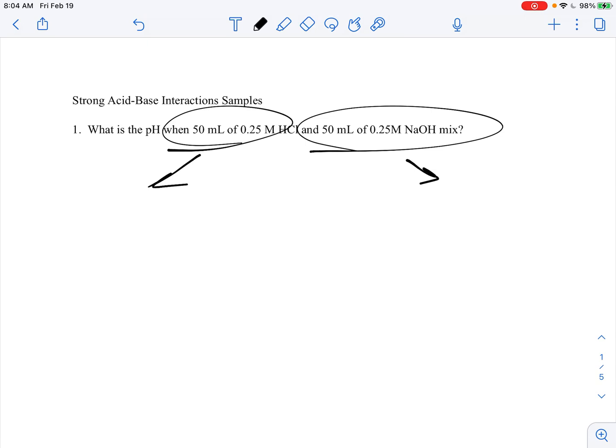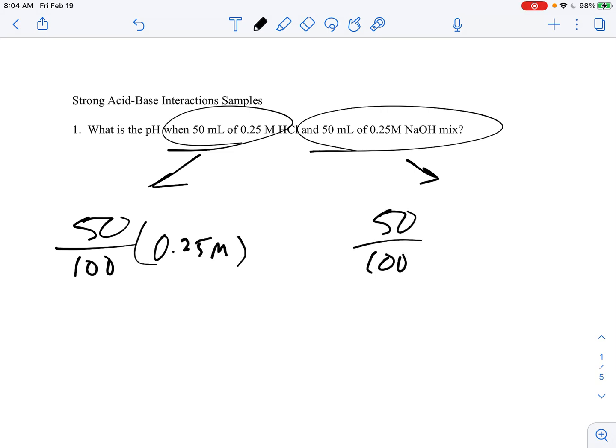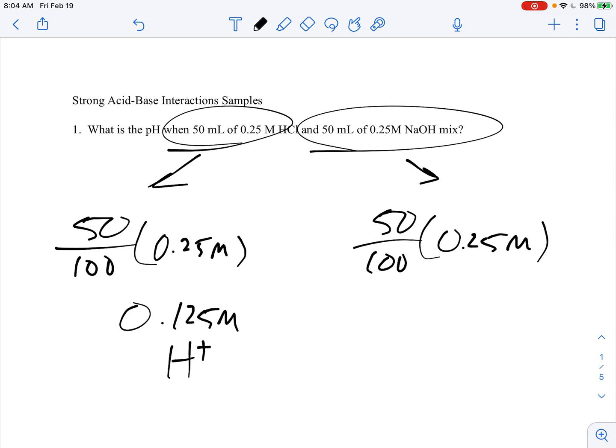So using our dilution idea, this guy here is going to then be 50/100ths of 0.25 molarity, and this guy is also going to be 50/100ths of 0.25 molarity. So they're going to get cut in half. So this is going to be 0.125 molarity of your acid, and this is going to be 0.125 molarity of your base that's there. If you have equal amounts of strong acid and strong base, we basically don't even have to do any math at that point. We know it's going to be a pH equal to 7.